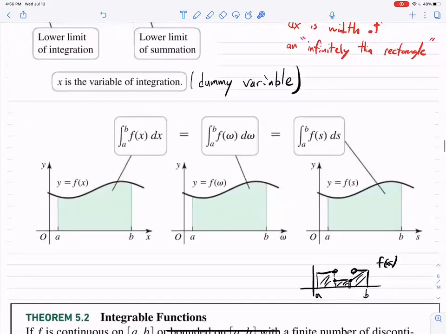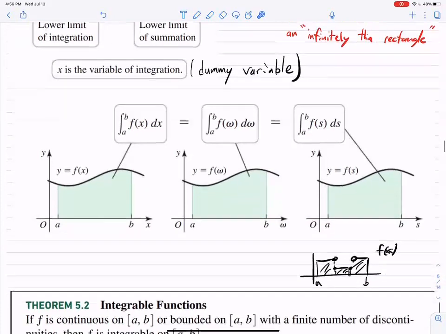Okay, and note that what the variable is does not matter, right? All three of these are the same area as long as that x matches that dx, that omega matches that omega, that s matches that s. They're all representing the same area. And that's why it's called the dummy variable, because this is just a number.